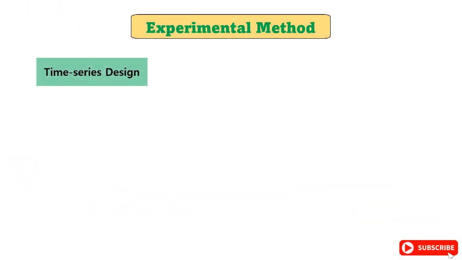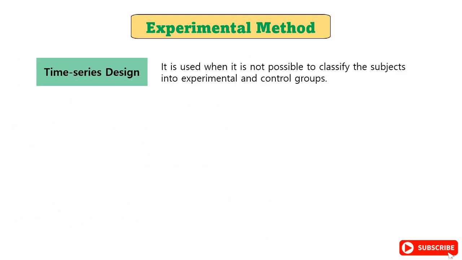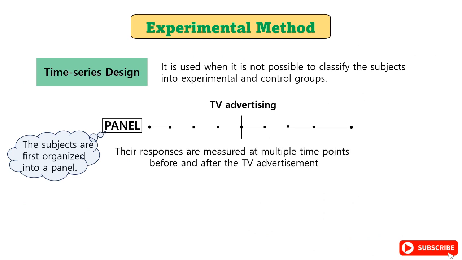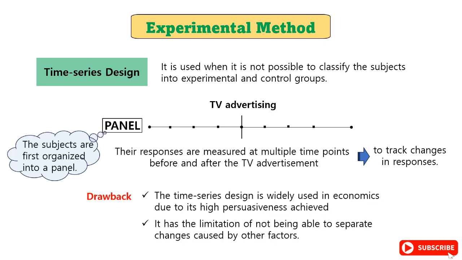The fourth design is the time series design. The time series design is used when it is not possible to classify the subjects into experimental and control groups. In this design, the subjects are first organized into a panel, and their responses are measured at multiple time points before the TV advertisement and repeatedly measured after the advertisement to track changes in responses. While the time series design is widely used in economics, due to its high persuasiveness achieved through repeated measurements over an extended period, it still has the limitation of not being able to separate changes caused by other factors.